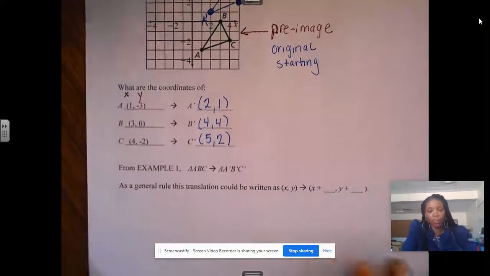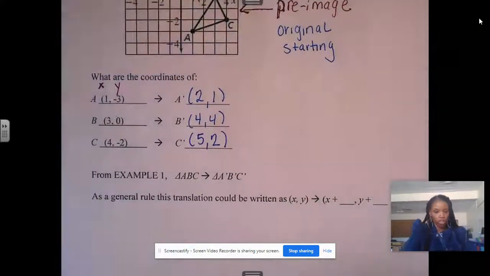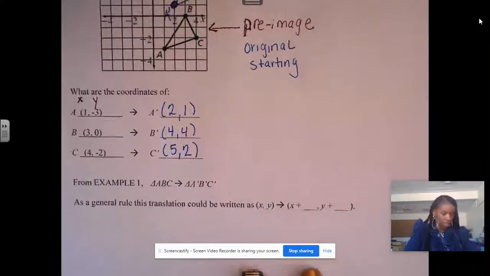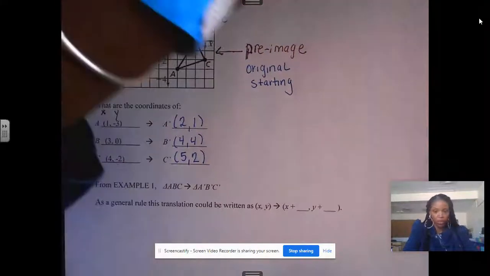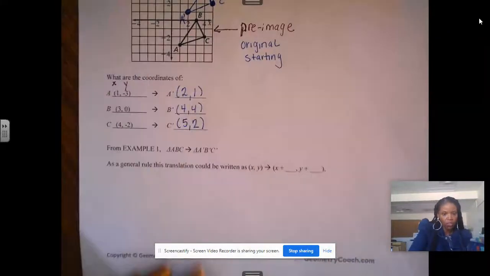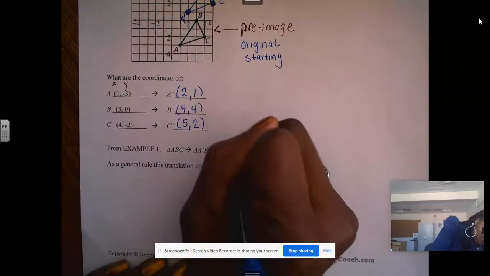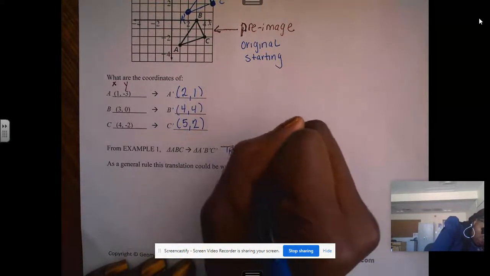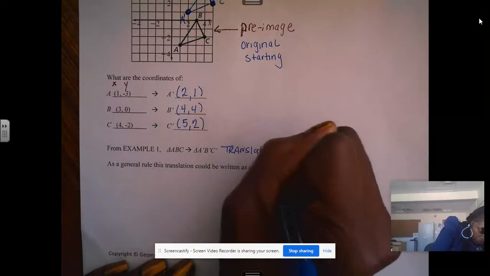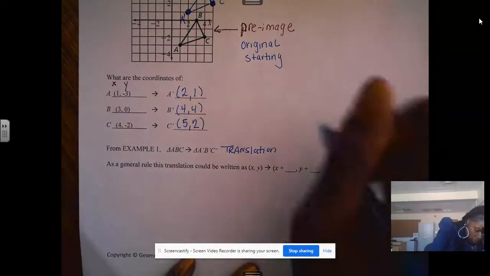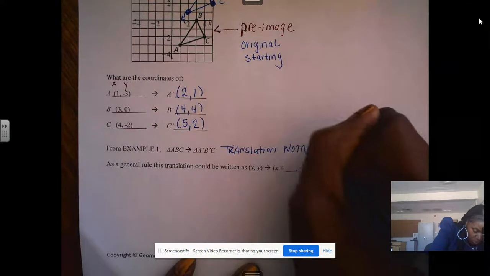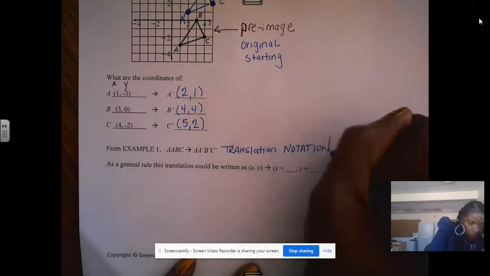So sometimes it depends. You will see it won't tell you that. It will tell you like actually what are you doing. So when you look here, all this is saying, this is called your translation notation. That means when you see this, you know to translate. And this video may be a little bit longer.